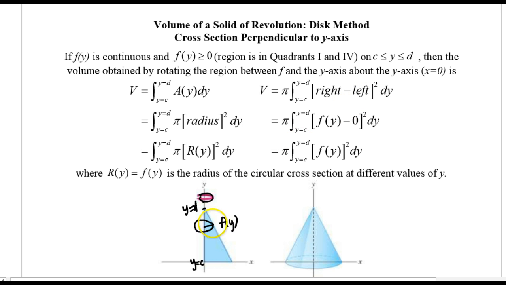So in this example, right minus left, the right function is f of y, and the left function, this vertical line here, is the line x equals 0. So f of y minus 0, well, that's just f of y. So this formula should look familiar. Really, the only difference is that our limits of integration are y's. My function is in terms of y. And of course, I'm integrating with respect to y. So big R of y equals f of y. That's the radius of the circular cross section for different values of y. So we can see this would be the completed solid, the solid of revolution obtained by rotating around the y-axis.